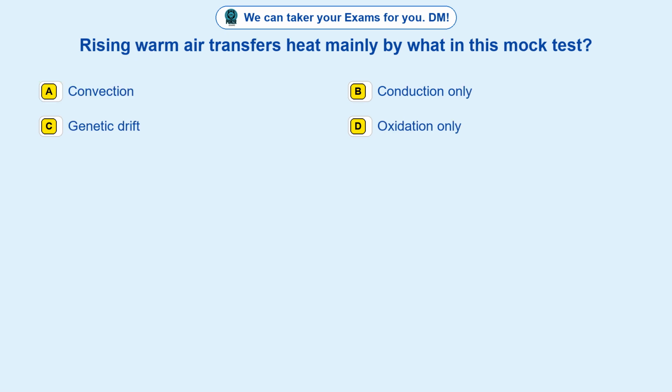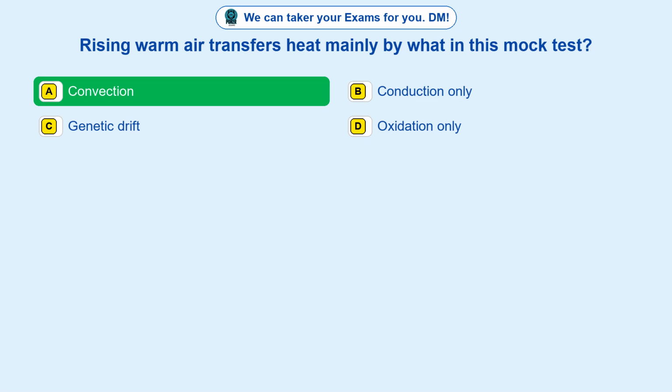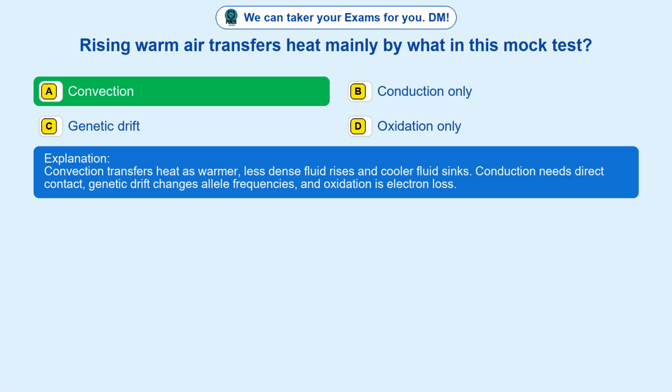Question 76. Rising warm air transfers heat mainly by what in this mock test? Option A, convection. Option B, conduction only. Option C, genetic drift. Option D, oxidation only. The correct answer is option A. Convection. Convection transfers heat as warmer, less dense fluid rises and cooler fluid sinks. Conduction needs direct contact, genetic drift changes allele frequencies, and oxidation is electron loss.